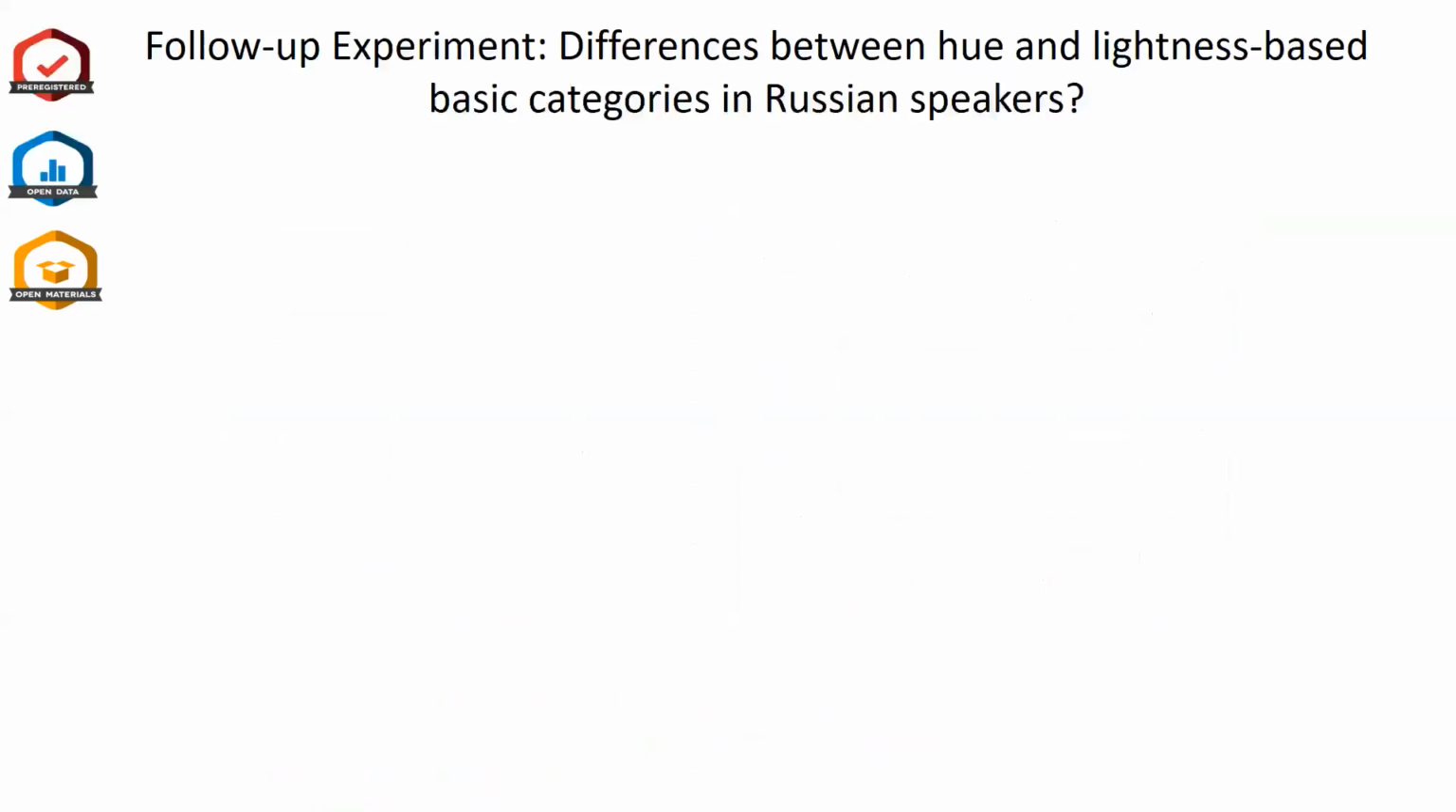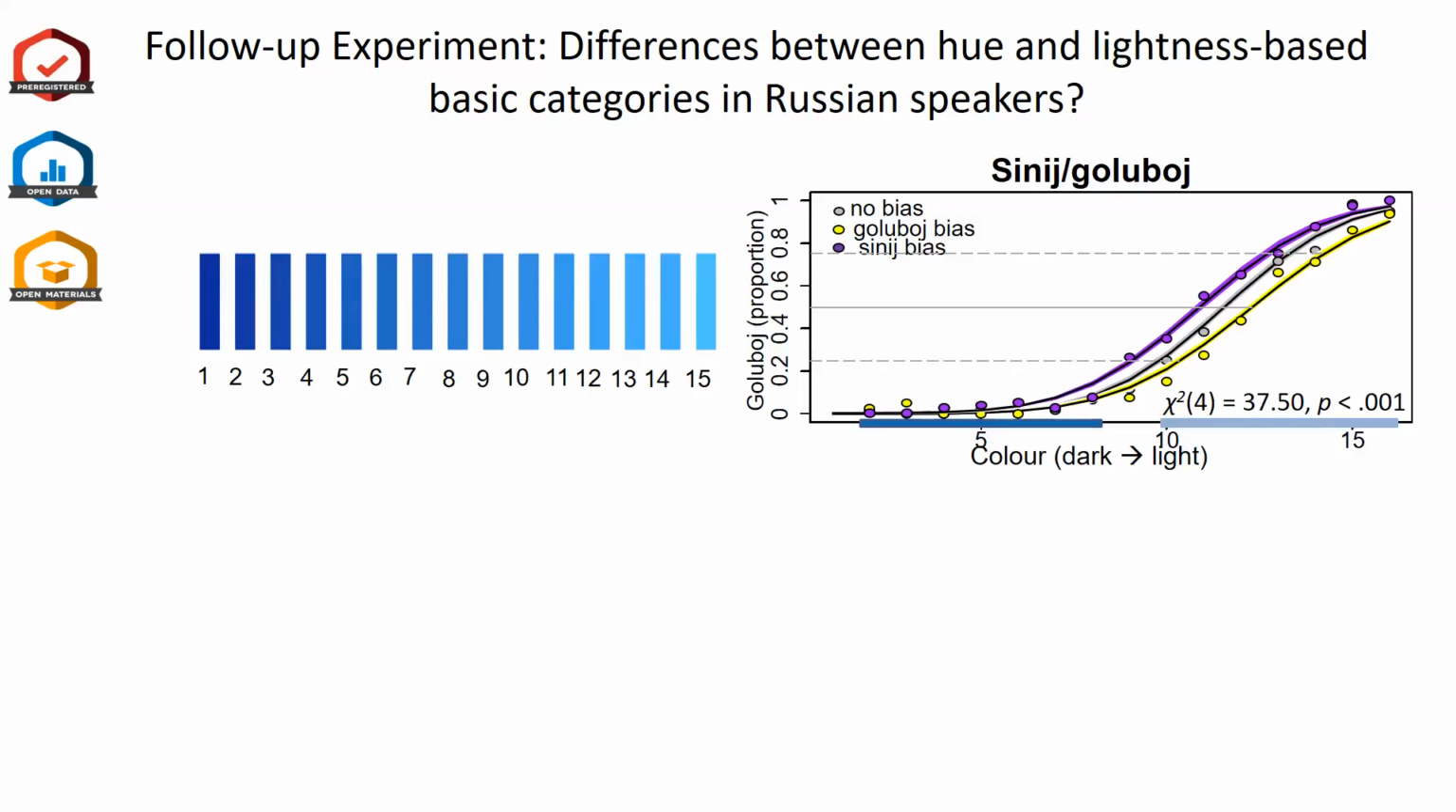We also did a follow-up experiment where we simply wanted to say, well, if sinij and goluboj are not as firm, and because they are relative categories, they depend on many other factors, how would they compare to a hue-based category difference simply in Russian speakers? So we conducted this study in a Moscow lab of my colleague Joe McInnes, and you can see this time I used the white background, and you can see on the white background that these same 15 colors are now, the boundary is now seen at a different step.